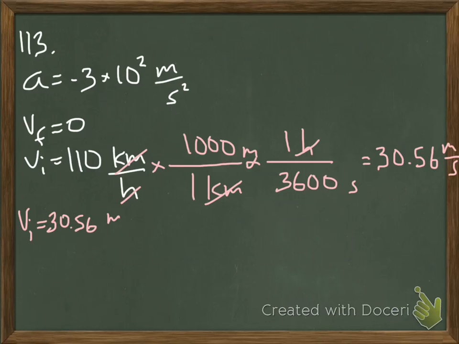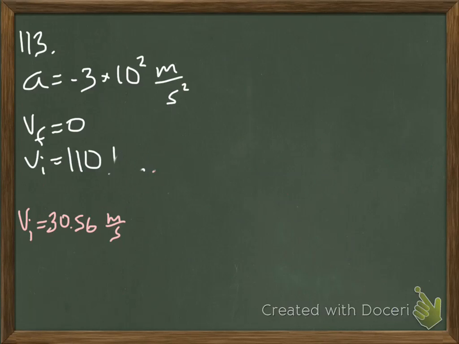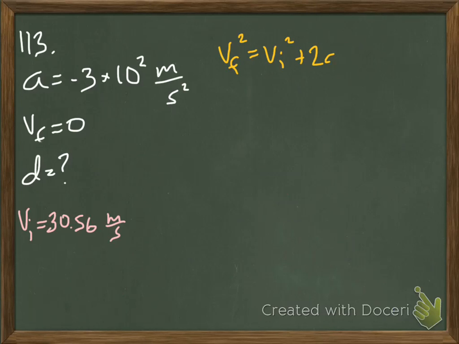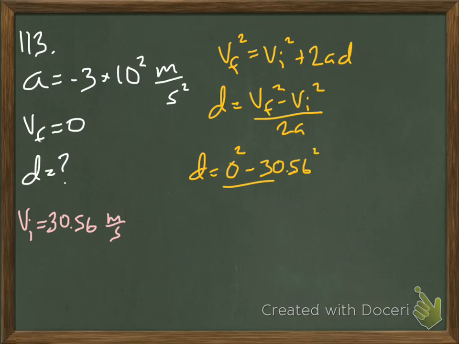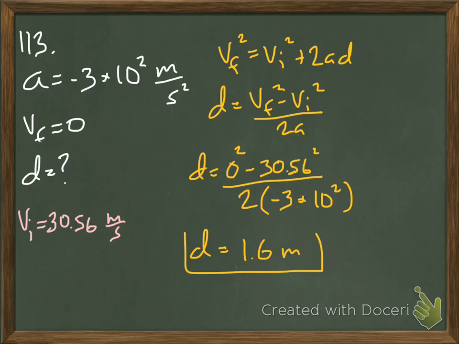So anyway, what are we doing here? We need to find the distance. Okay, so let's use this formula. This has everything that we need. We can rearrange it to solve for d, and then let's plug in our numbers and see what happens. Okay, cool. So we have 1.6 meters.